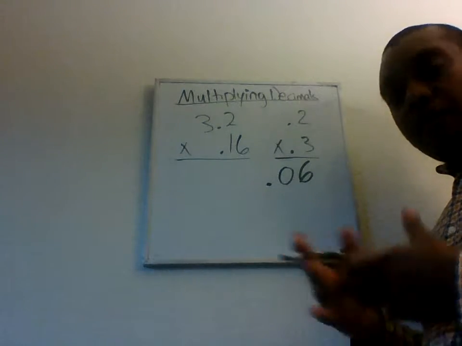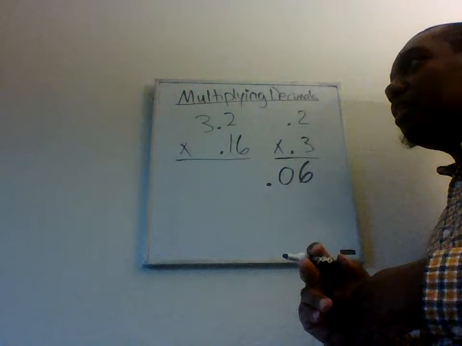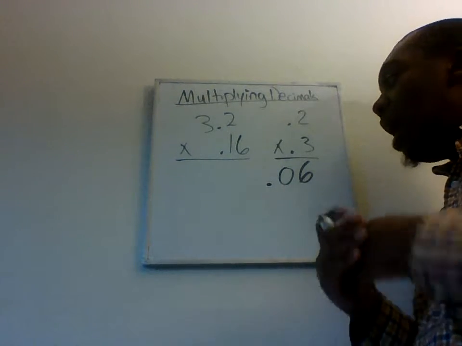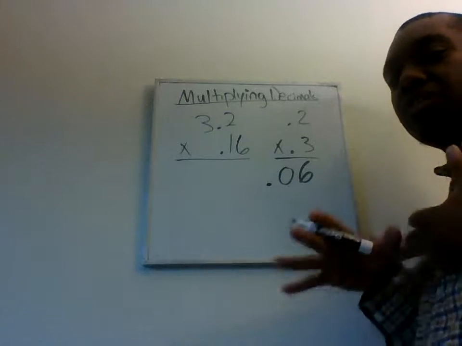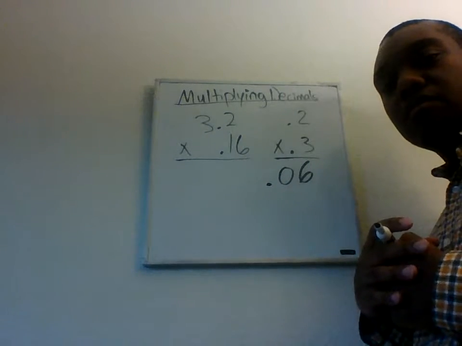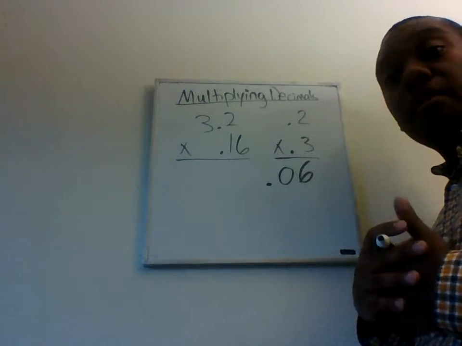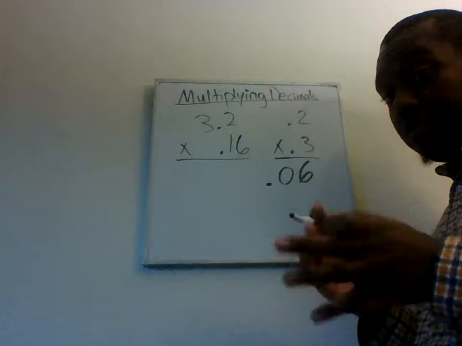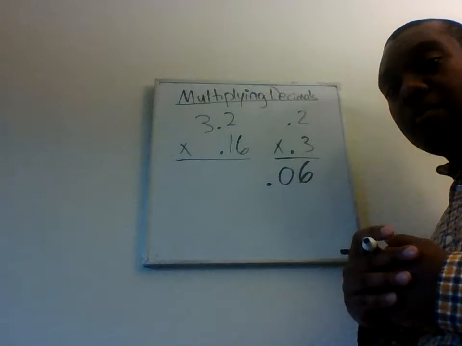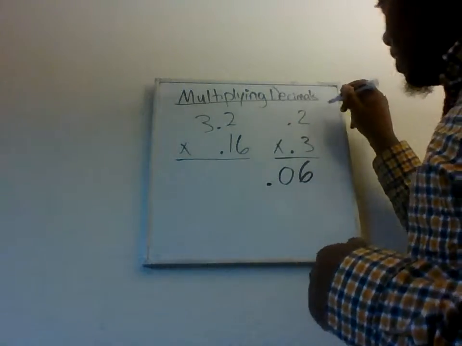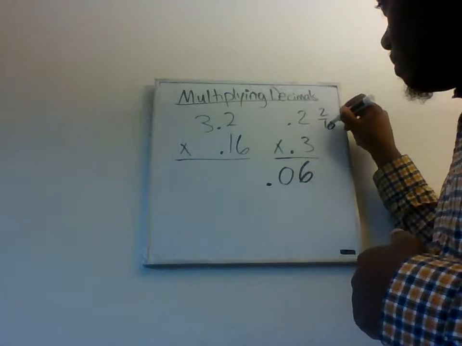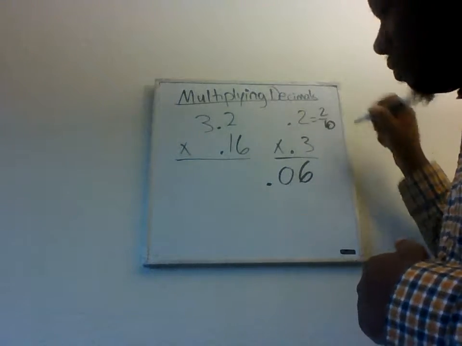Okay, but what about 0.2 times 0.3? How else could I do this so that I know for certain that this really is supposed to be 0.06? Well, remember that you can change from fractions to decimals and decimals back to fractions. We talked about that before. So this will be 2/10. That's how it would be written as a fraction.